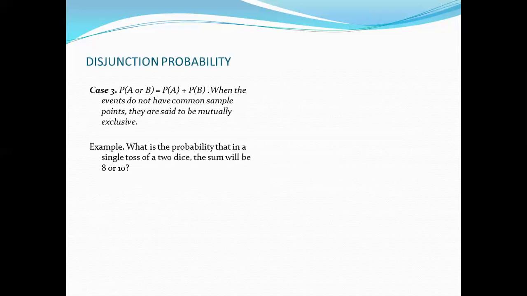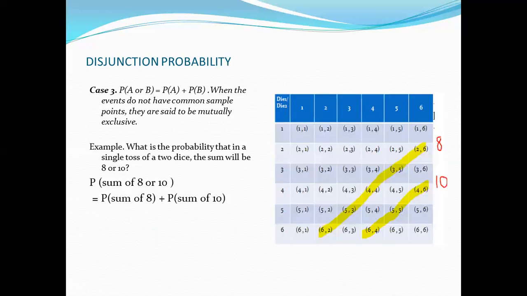Sabi dito, what is the probability that in a single toss of 2 dice, the sum will be 8 or 10? Ayan. So take note, yung sum of 8, ito yon. So just count the number of outcomes. Di ba, you have 5/36 plus sum of 10. So you add these outcomes na ang sum niya is 10. So adding that, kasi nga di ba, or is associated with addition, so you have 8/36 or 2/9.